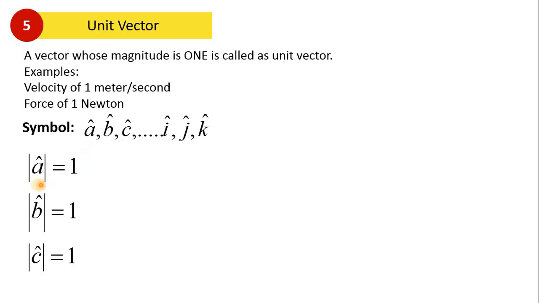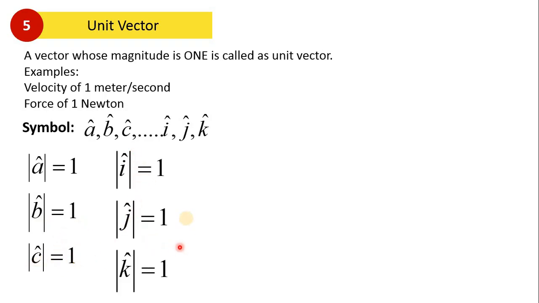So definitely mod of A cap will be 1, where mod means magnitude; mod of B cap is equal to 1, mod of C cap is equal to 1. Similarly, mod of I, J, K are also equal to 1. So all of these are unit vectors. But we cannot say they are equal vectors, because we don't know about the directions. Their directions may not be the same.